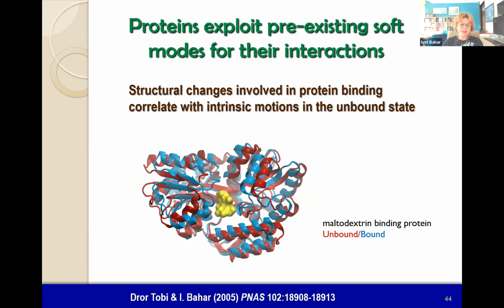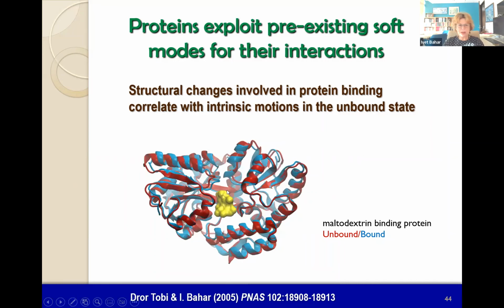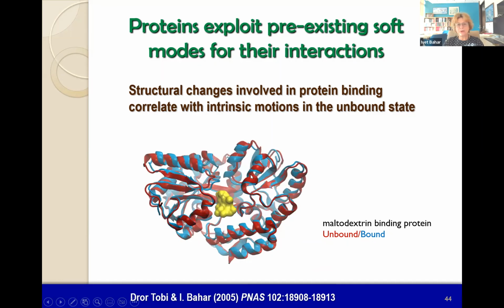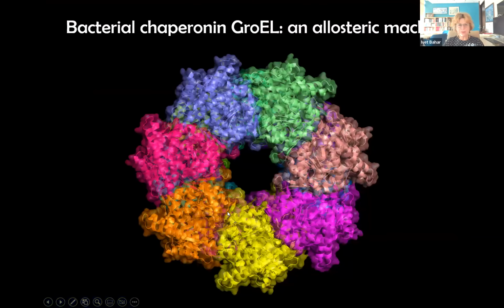And in some cases, the change is really subtle here. For example, you have the bound and unbound forms. You see the bound form is the red one. Unbound is slightly different, but starting from the unbound red conformation, we can exactly predict the blue conformation bound, which optimally coordinates the ligand here.